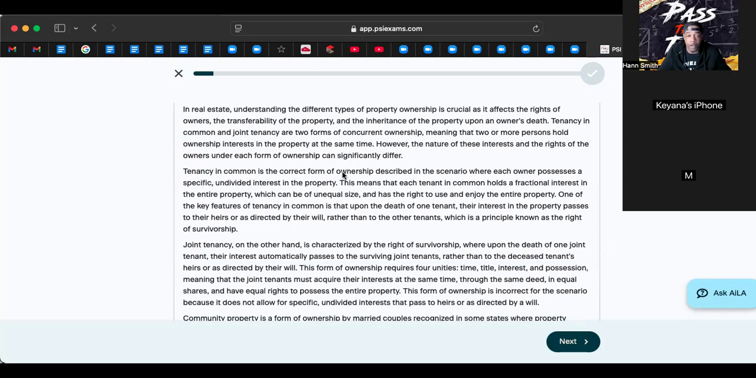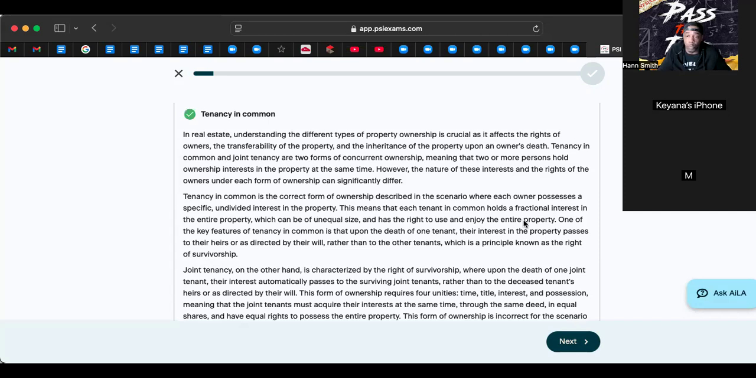Tenancy in common is the correct form of ownership described in a scenario where each owner possesses a specific undivided interest in the property. This means that each tenant in common holds a fractional interest in the entire property, which can be of unequal size, and has the right to use and enjoy the entire property. One of the key features of tenancy in common is that upon the death of one of the tenants, their interest in the property passes to their heirs or as directed by the will, rather than to the other tenants, which is the principle known as right of survivorship.